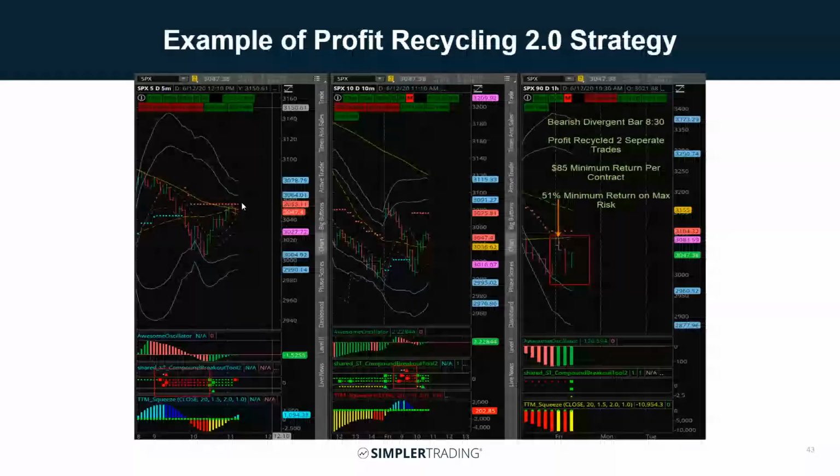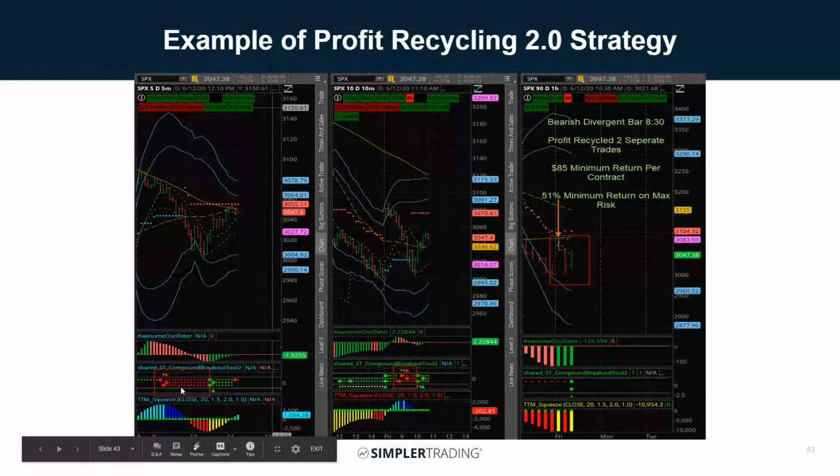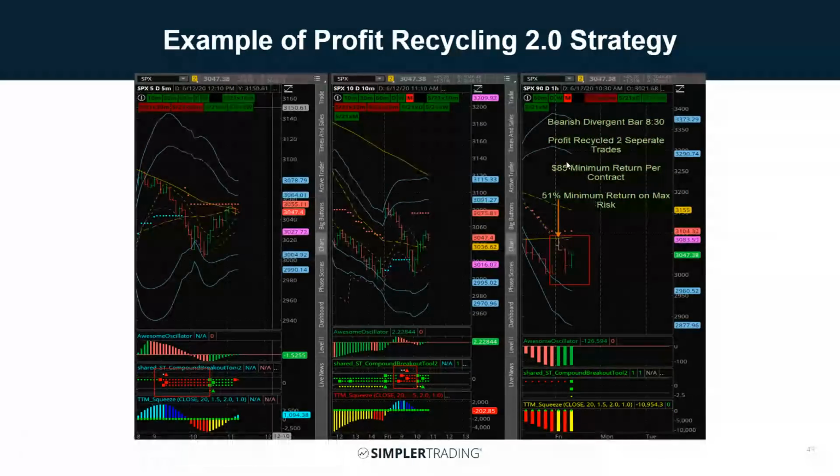So here's another example of the profit recycling strategy 2.0 on SPX on these intraday timeframes. Here we started to get a bearish divergent bar setup. We had bearish signals on the compound breakout tool in smaller time frames when that signal started to print. So I actually did 2 separate trades. When I took this screenshot, I actually ended up doing 3 separate trades that day overall, but I took the screenshot a little bit earlier in the day. Ended up with a minimum $85 profit per contract, which was a 51% minimum return on my max risk at the time I took this trade.